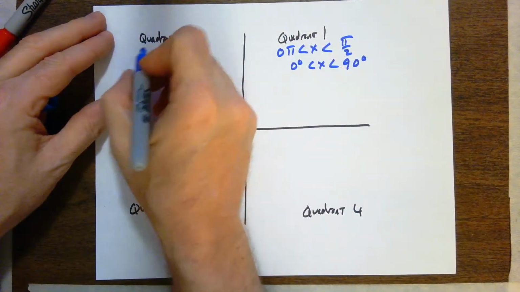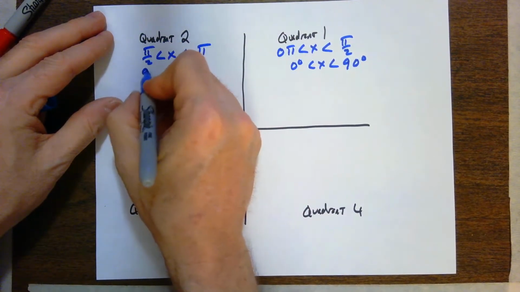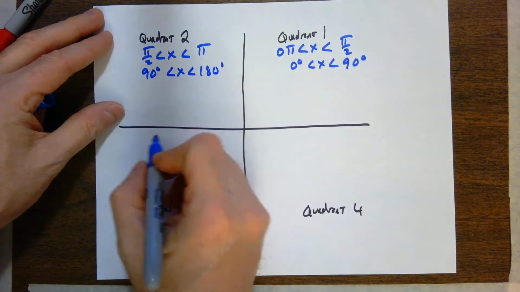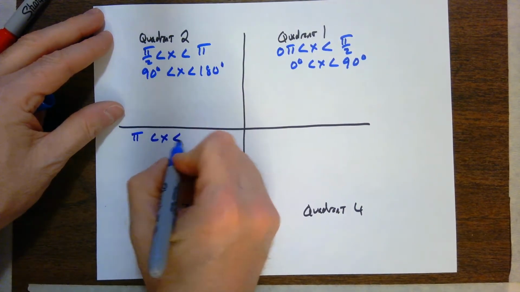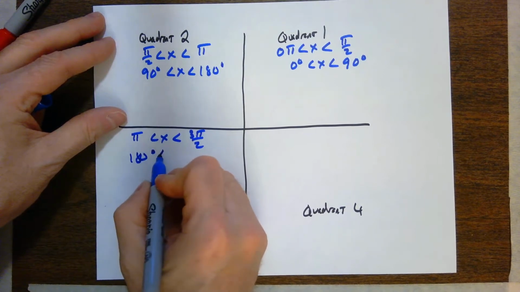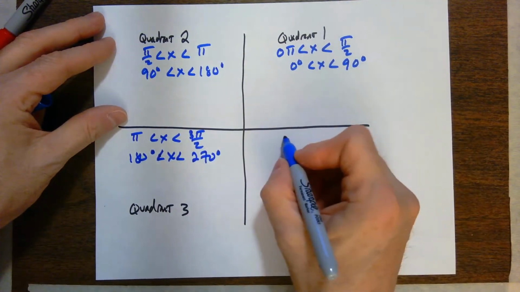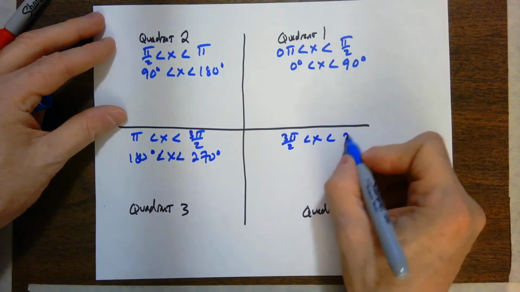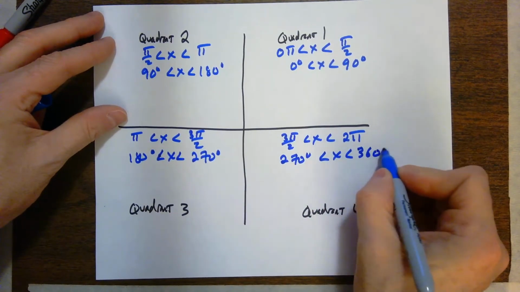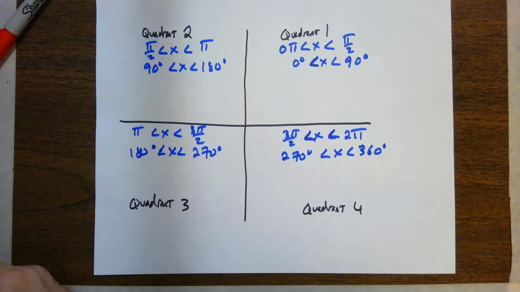In quadrant 2, they're between pi over 2 radians and pi, or in degrees, between 90 degrees and 180 degrees. In quadrant 3, I know that they're between pi and 3 pi over 2, which is the same thing as 180 degrees and 270 degrees. And in quadrant 4, they're between 3 pi over 2 and 2 pi, or 270 degrees and 360 degrees. So my angles, just where the angles are, what are the angles in there?